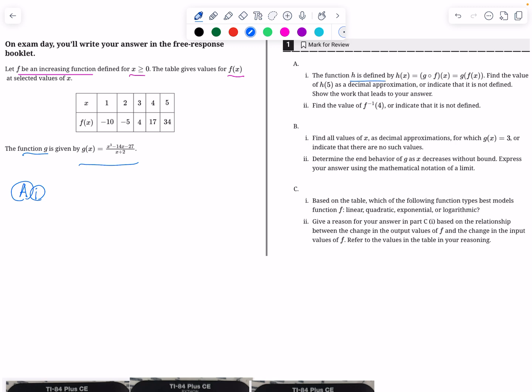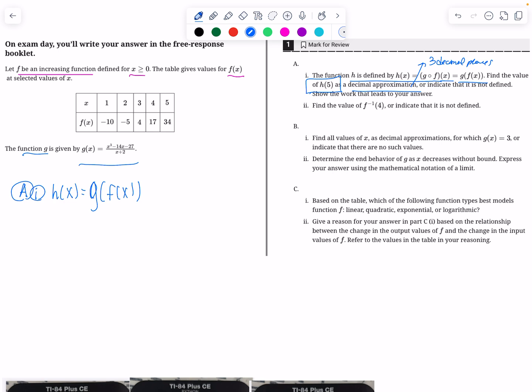The function h is defined by h of x is equal to g of f of x. So I'm just going to write the second part, g of f of x. Find the value of h of 5 as a decimal approximation. And remember, in the directions, they say to round to 3 decimal places, or indicate that it's not defined. Okay, and show the work that leads to your answer.